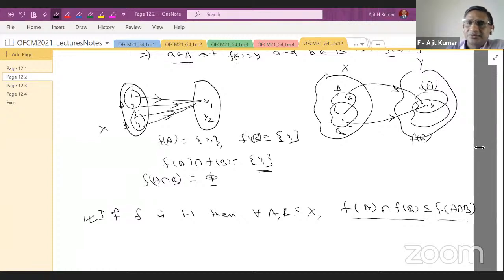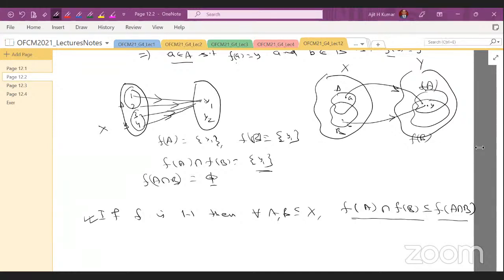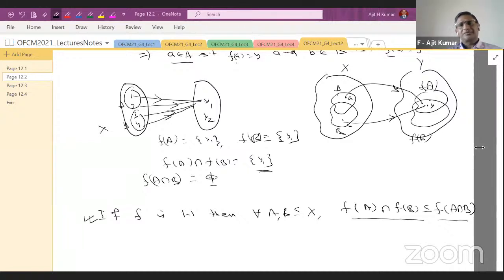Devika, what should be the next question? Sir, the other part: for all A and B subsets of X, if f of A intersection f of B is a subset of f of A intersection B, then f is 1-1. Very good. So we are looking for the converse of this.